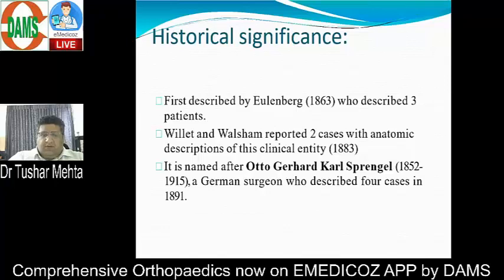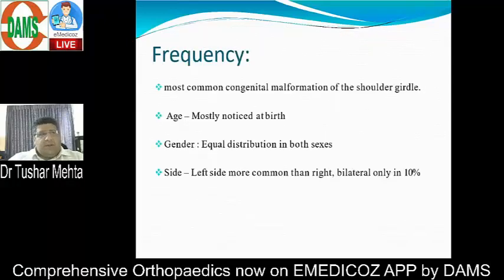Anyhow, we will go ahead with the topic, and I've always been very fond of talking a little about the history. So Eulenberg was the first person to describe, then Willett and Walsham described a couple of cases, but then finally, who is Sprengel? It is Otto Gerhard Karl Sprengel. I don't want all of you to remember the names, but if you can remember it, that's good. So Otto Gerhard Karl Sprengel was the guy who described these cases, and therefore the word Sprengel's deformity came into existence. When we talk about the entire shoulder girdle, this is the most common congenital anomaly. It is the most common congenital malformation.